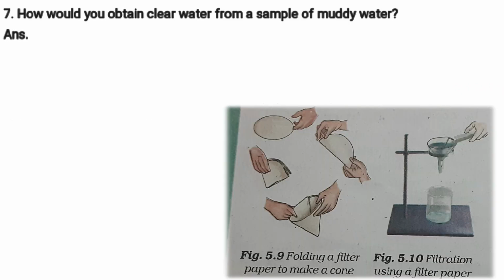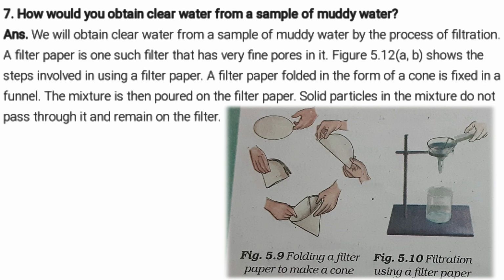Seventh question is, how would you obtain clean water from a sample of muddy water? And the answer is, we will obtain clean water from a sample of muddy water by the process of filtration. A filter paper is one such filter that has very thin pores in it. Figure 5.12a and b shows the steps involved in using filter paper. A filter paper is folded in the form of a cone and fixed in a funnel. The mixture is poured on the filter paper. Solid particles in the mixture do not pass through it and the remaining liquid gets filtered.